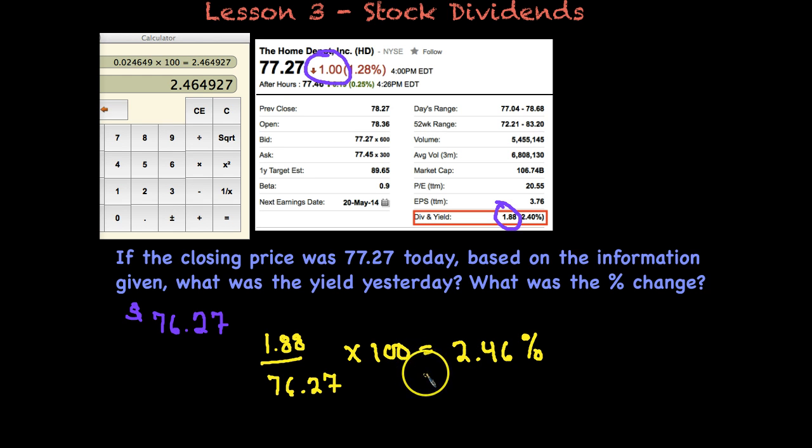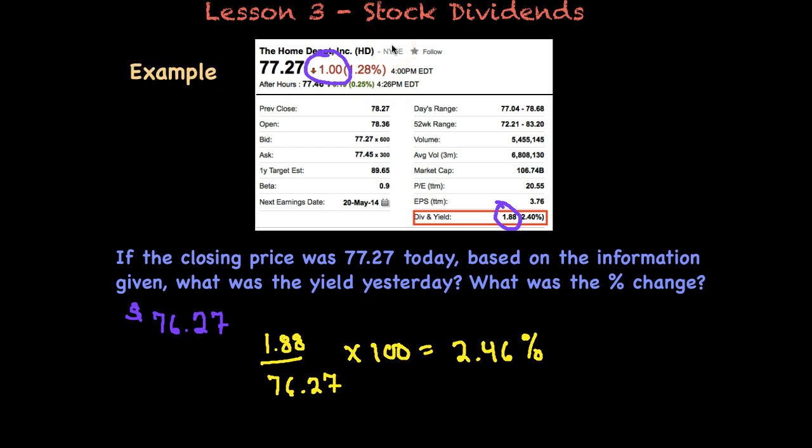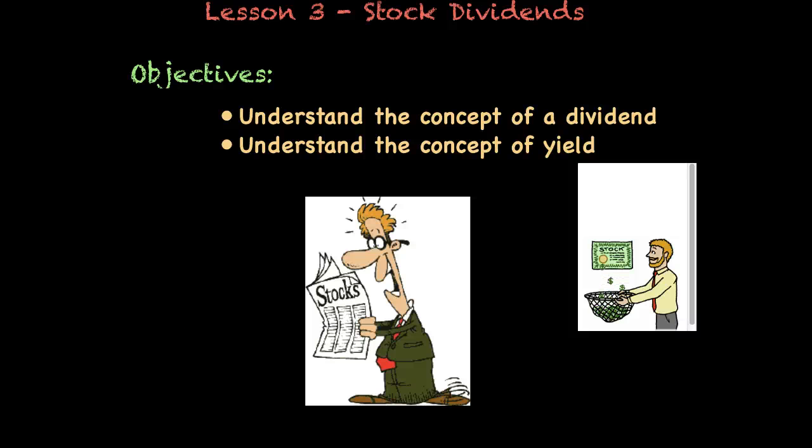from Home Depot. But remember, you're not just earning dividends from the company, you will have growth if this price goes up from now until the end of the year and you sell your stock. You can also use this information then to compare between different stocks to see which company is going to pay a higher percent dividend or your dividend yield. That concludes our lesson today on stock dividends. So at this point you should understand the concept of a dividend and know how to calculate yield.